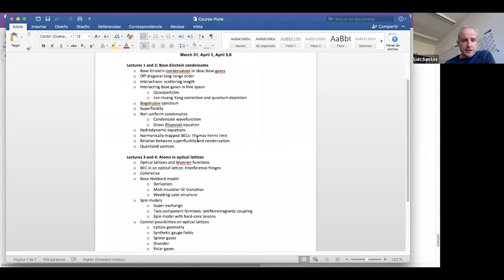Then I will discuss important concepts of the theory of Bose-Einstein condensates, in particular the idea of the phase of the wave function, the idea of the thermodynamic equations, and then the important relation between superfluidity, which we just discussed, and Bose-Einstein condensation, and some important consequences of superfluidity, like the idea of quantized vortices. But this we will do tomorrow.